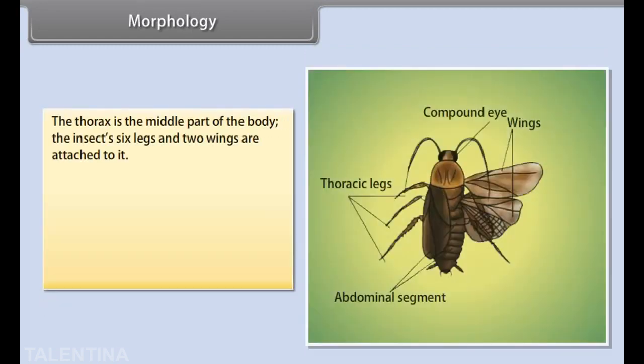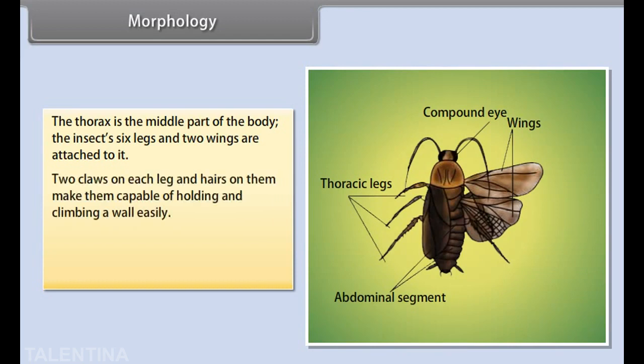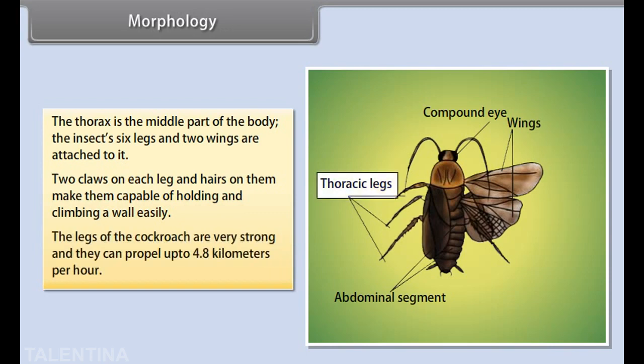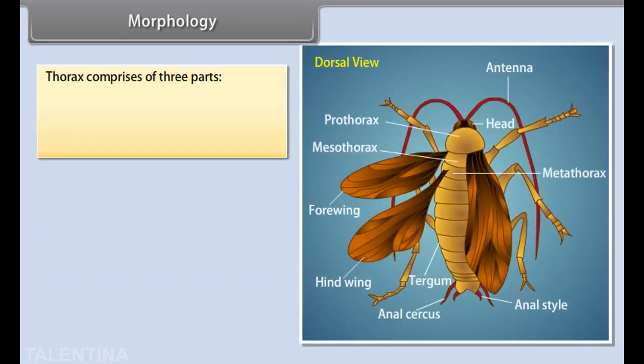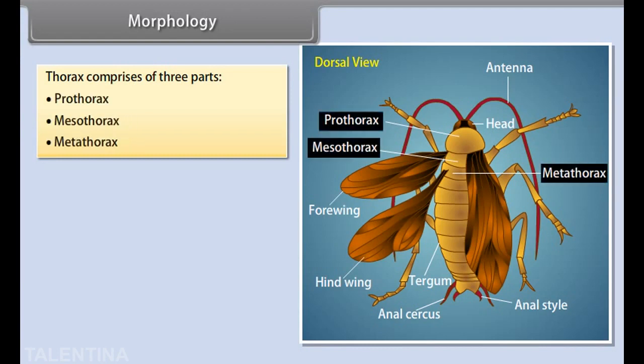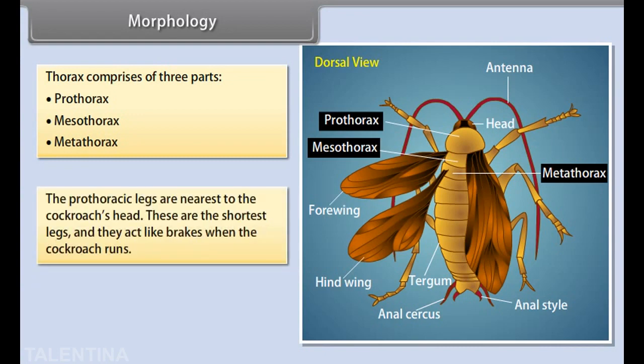Morphology. The thorax is the middle part of the body. The insect's 6 legs and 2 wings are attached to it. 2 claws on each leg and hairs on them make them capable of holding and climbing a wall easily. The legs of the cockroach are very strong and they can propel up to 4.8 kilometers per hour. Thorax comprises 3 parts: prothorax, mesothorax, and metathorax. The prothoracic legs are nearest to the cockroach's head.